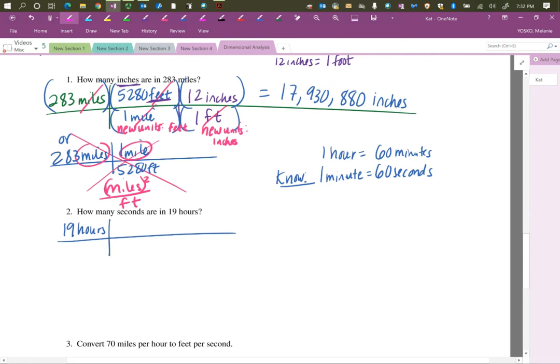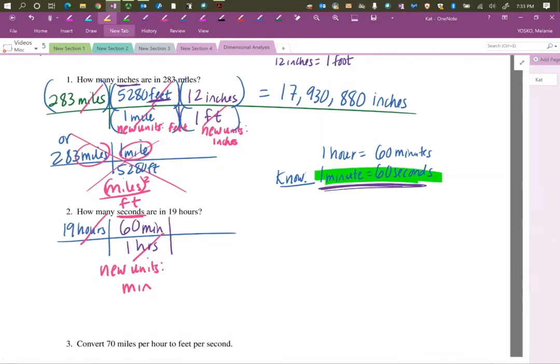I need to get to seconds, so I'm going to go from hours to minutes. So 1 hour, 60 minutes, or 60 minutes, 1 hour. Well, I want hours in the denominator, so they cancel. So 1 hour is equivalent to 60 minutes. Okay, I do the hours on top, hours on bottom cancel. So the new units here are minutes. Okay, but I want seconds. I want to end up with my final answer in seconds. So that's okay. Well, how do I convert from minutes to seconds?